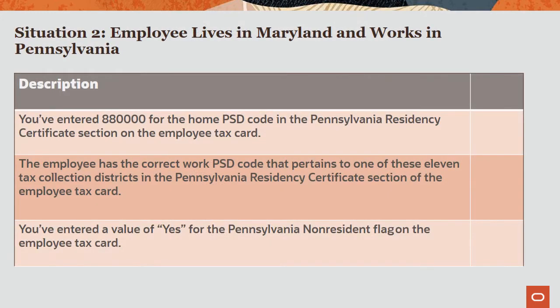The second situation is when an employee lives in Maryland and works in Pennsylvania. The payroll process will not withhold Pennsylvania local taxes where appropriate as long as you've entered 880000 for the home PSD code in the Pennsylvania Residency Certificate section on the employee tax card, the employee has the correct work PSD code that pertains to one of these 11 tax collection districts in the Pennsylvania Residency Certificate section of the employee tax card, and you've entered a value of yes for the Pennsylvania non-resident flag on the employee tax card.